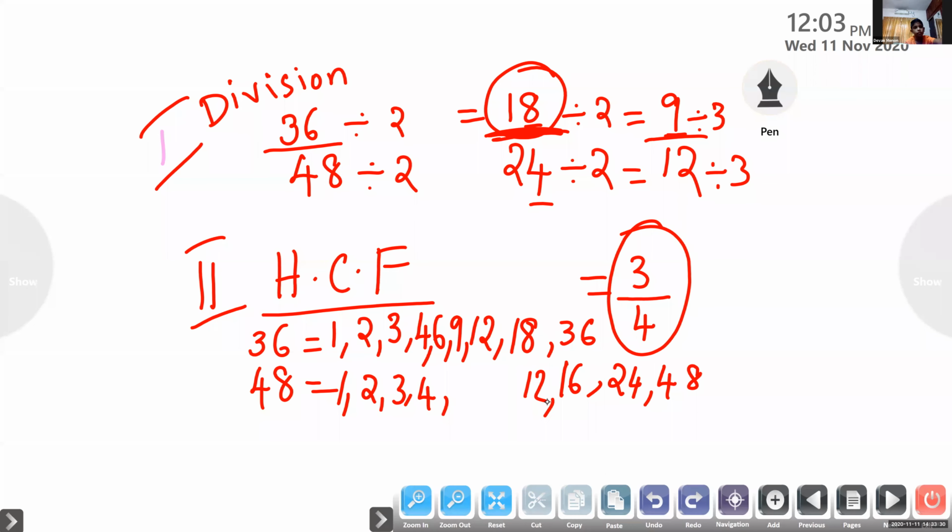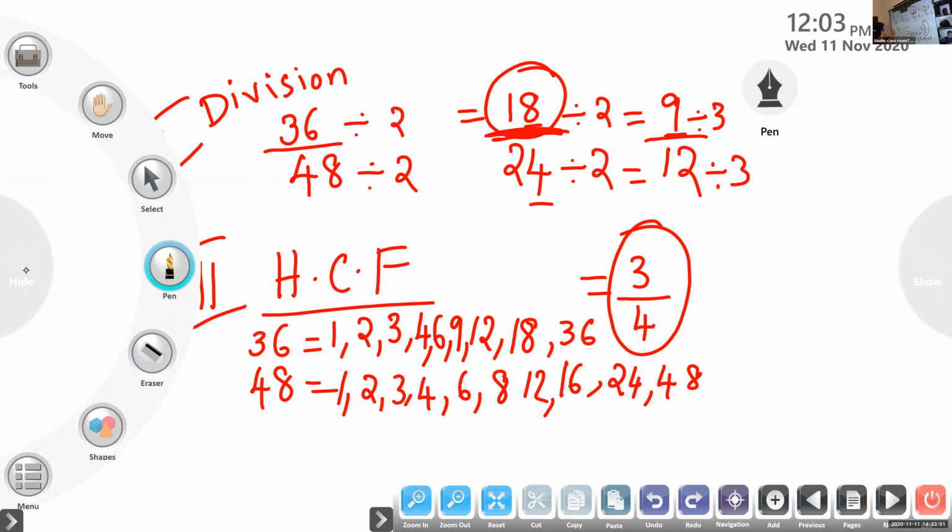4 times 12. Is it divisible by 6? 48. 6 into which number is 48? 8. 6 into 8. Now, is this divisible by 9? No. So, all other numbers we have written. So, children, now find out the common factors.